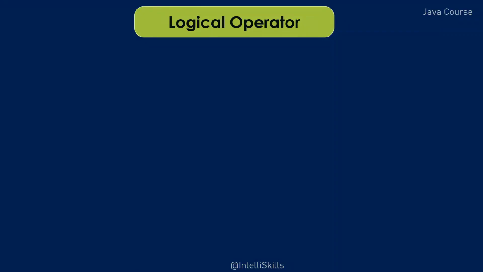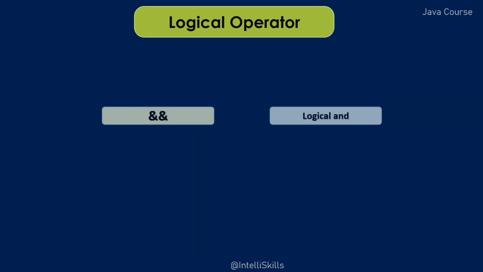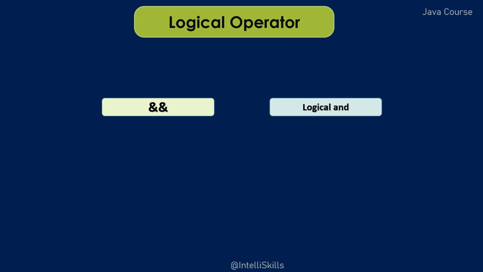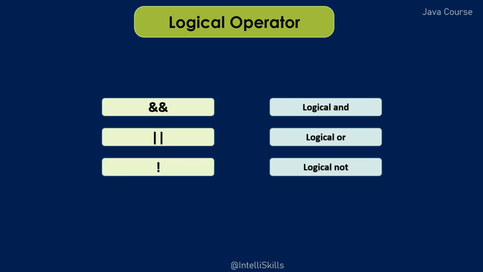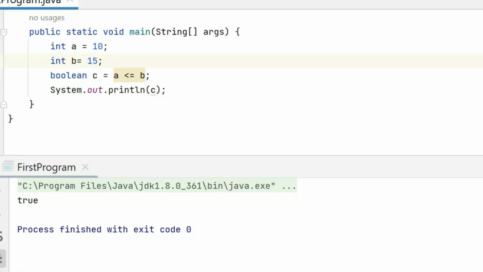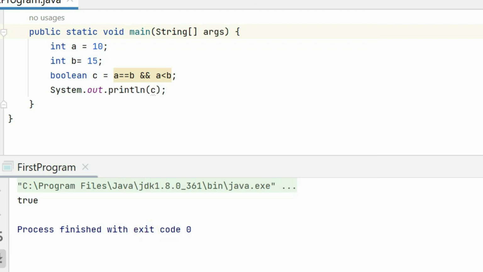Logical operator. It returns Boolean values as well, true or false. It determines logic between variables and values. Now logical operators are of three types: logical and, logical or, and logical not. First, we'll see the logical and. I will write here A equal to B, logical and, A less than B. So when we print it, it will print false.